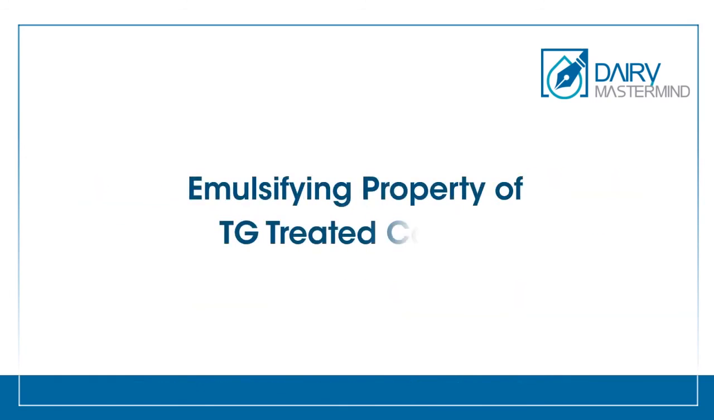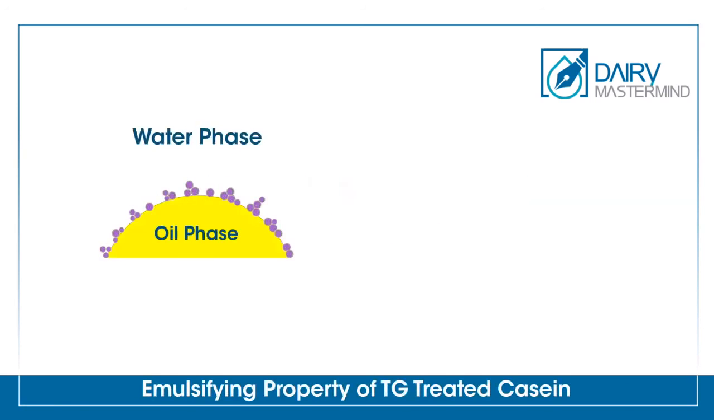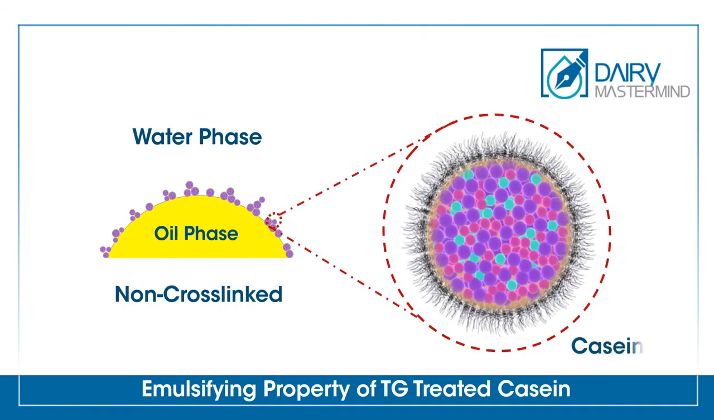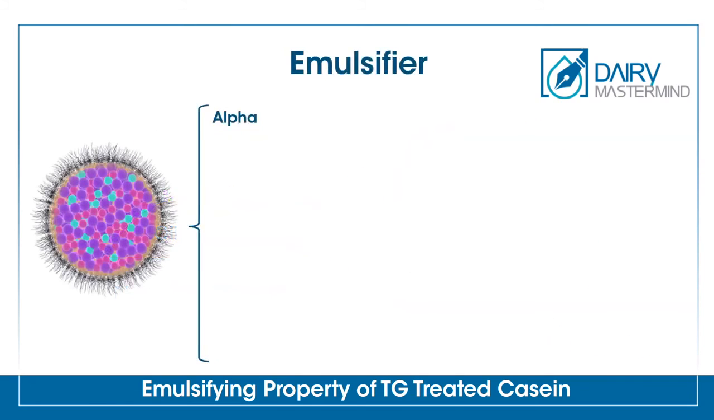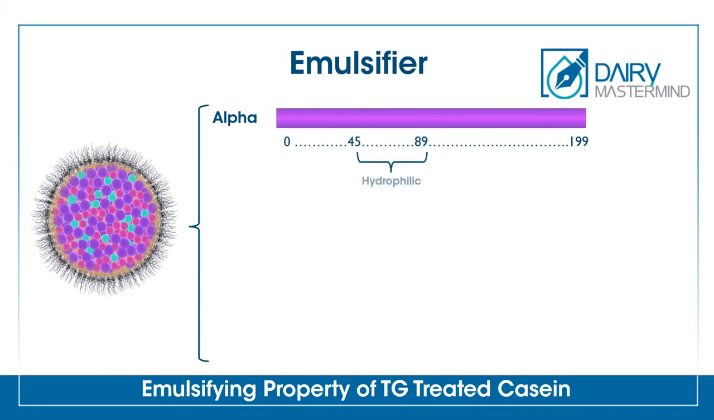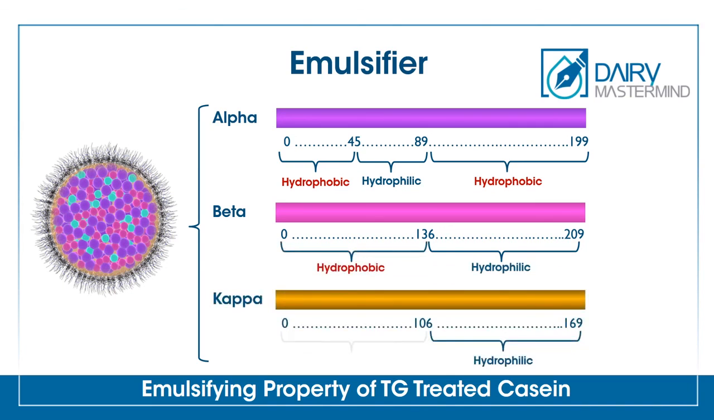Emulsifying property of TG-treated casein. Casein is a natural and strong emulsifier. All types of casein, alpha, beta, and kappa, have both hydrophilic and hydrophobic sides, but the arrangements of them are different in each type of casein.